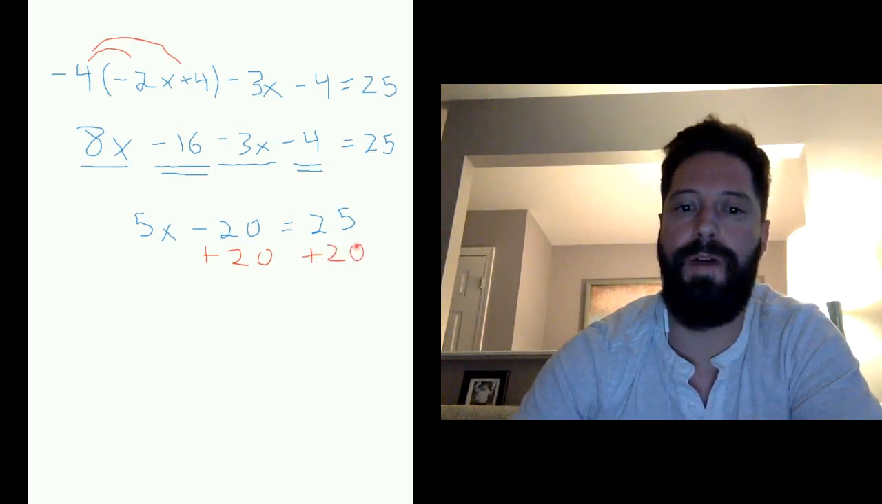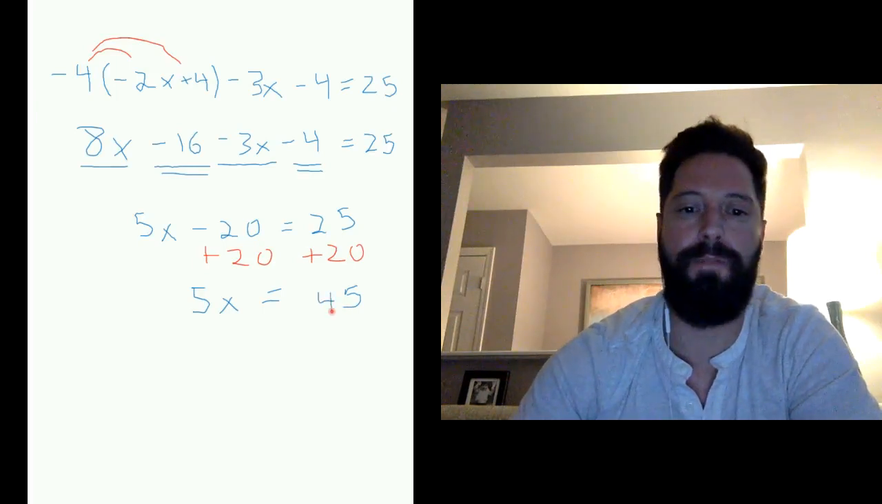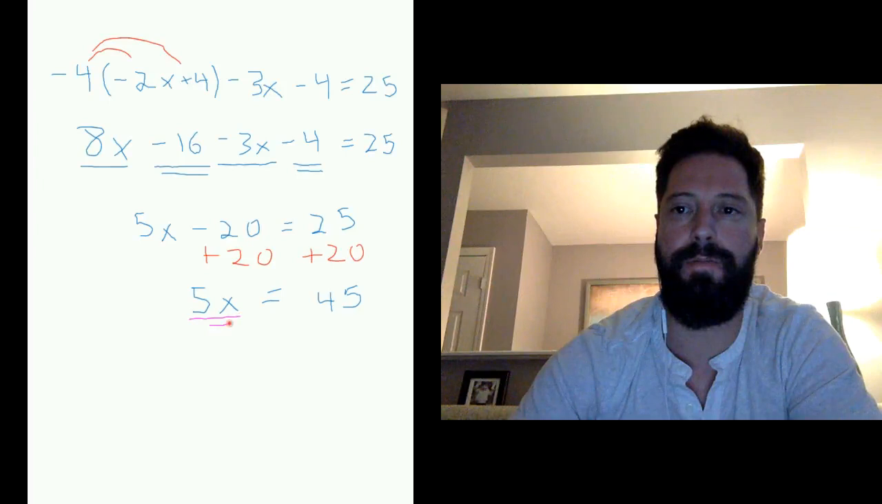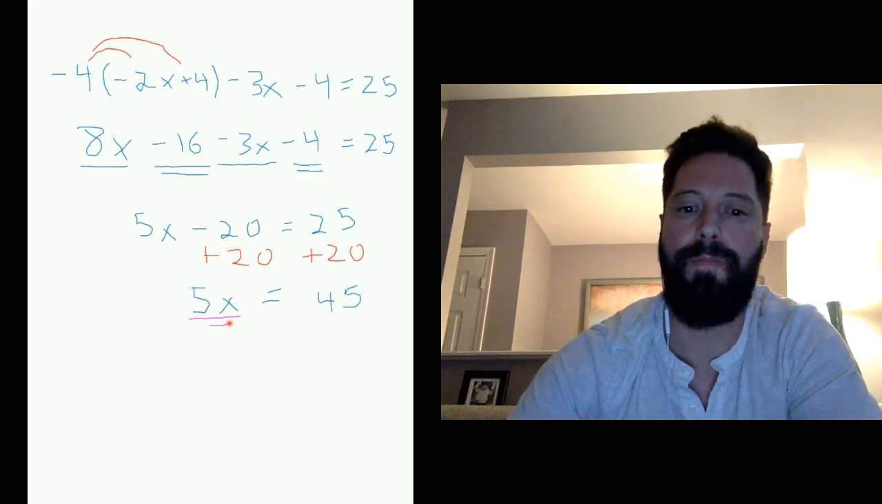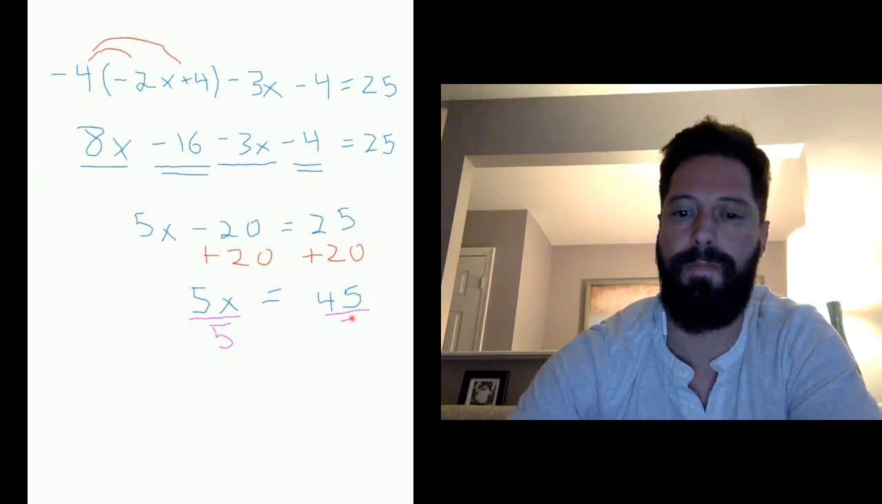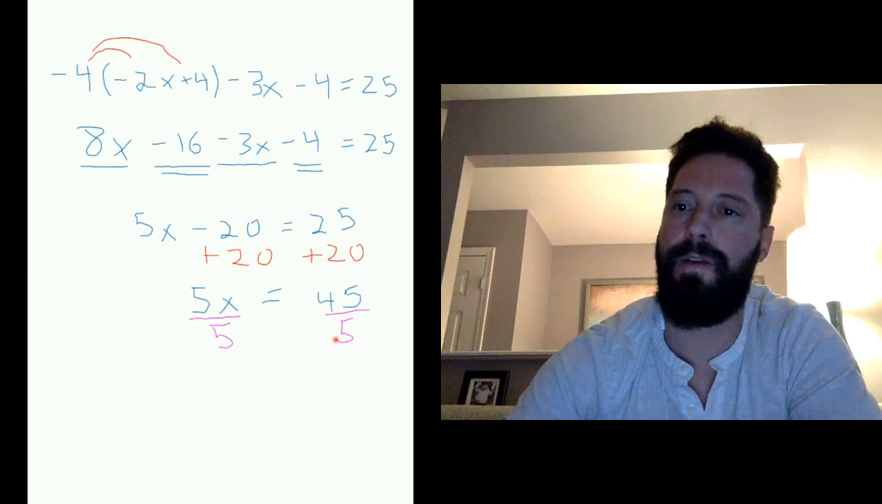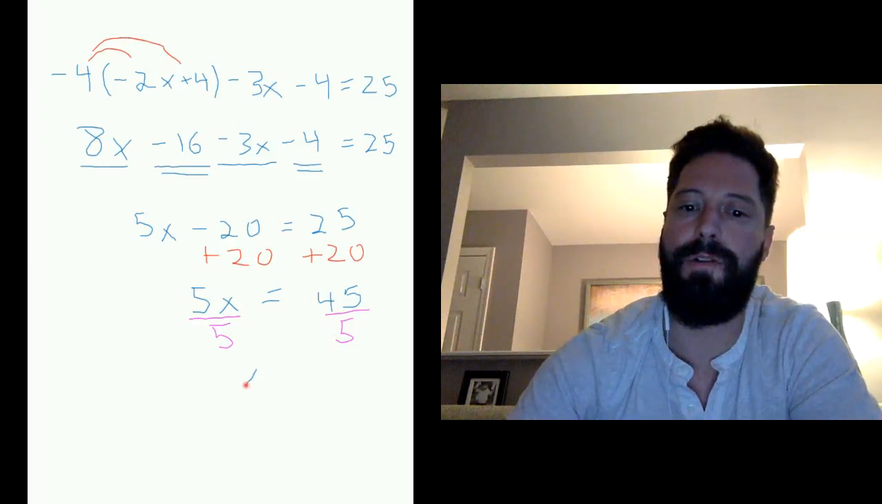We end up with 5x equals 45. We'll divide both sides by 5. And x is going to equal 9.